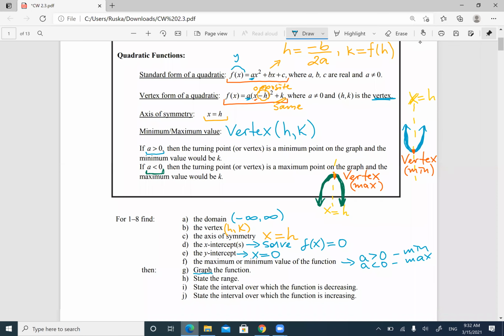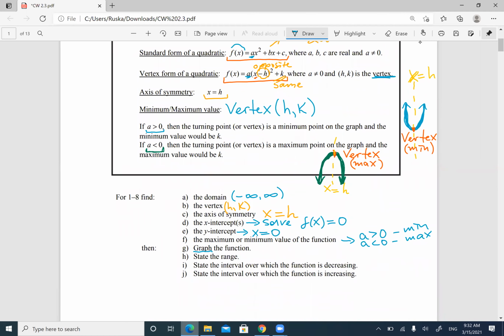Okay? Then you're going to state the range. The range of the function is what is y. So here we have two cases. If a is positive, the range is going to be y. Okay, here, listen. If a is positive, that means the graph is going up, right? So that means y is going to be greater than or equal to k. That's what you write. That's your range. y is greater than or equal to k.